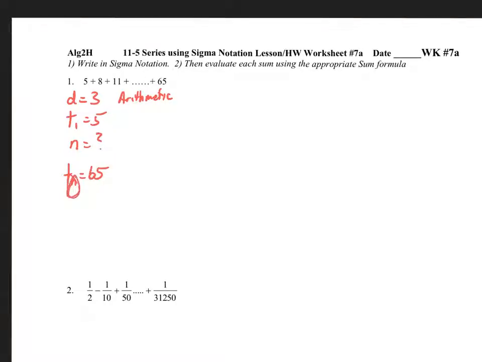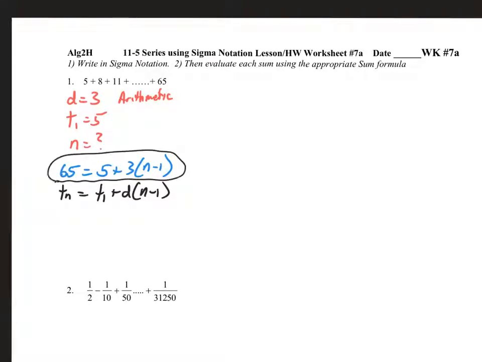So in order to figure that out, we need to go back to our formulas for finding specific terms. This represents Tn, and it's 5 plus the difference 3 times n minus 1. So this is coming from our formula of Tn equals T1 plus d times n minus 1. That's where this is coming from.